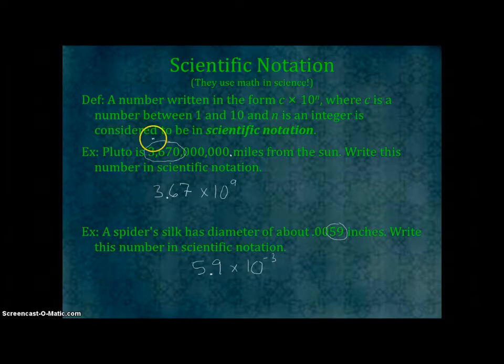Notice in the first example, we made our c a smaller number than our starting number. But in the second example, we made our c a bigger number than our starting number. And that's why we used a negative exponent. This has been your review for properties of exponents in scientific notation.